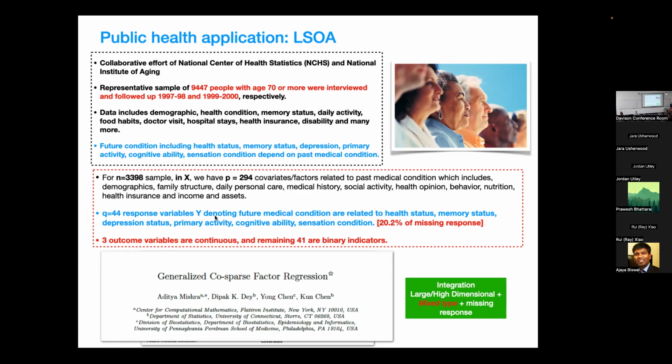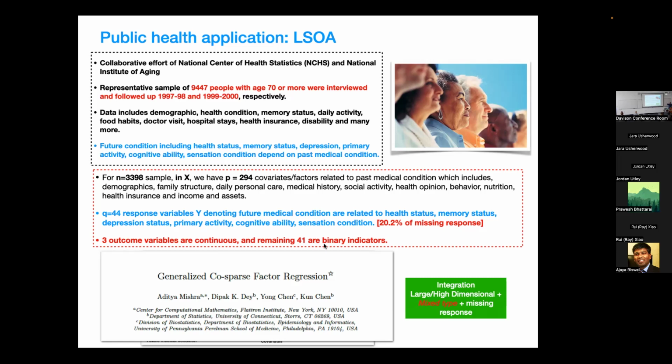But if you see this data set, the challenges were more coming from the fact that we had data on future medical condition, related to health status, memory status, depression status, primary activity, cognitive ability, or sensation condition. Out of these 44, 3 outcomes were of continuous type, and 41 of them were of binary type. The power of doing multivariate analysis with the regularized structure is that it forces them to learn from each other.